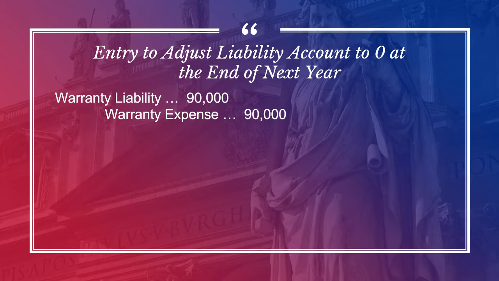So you debit liability and credit warranty expense for $90,000, and therefore you're good to go. So that's how it works essentially for assurance type warranties.